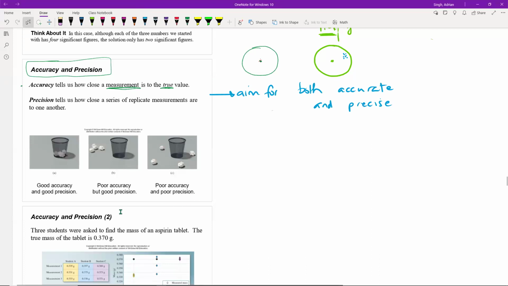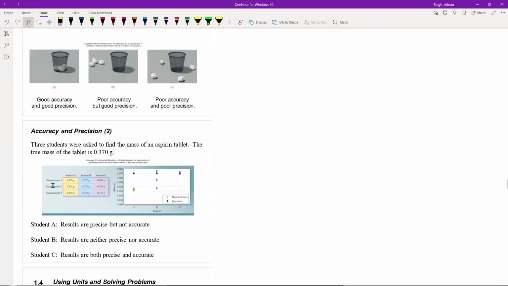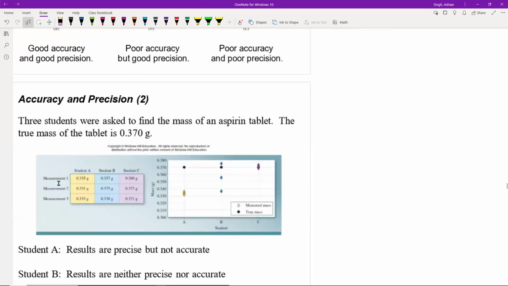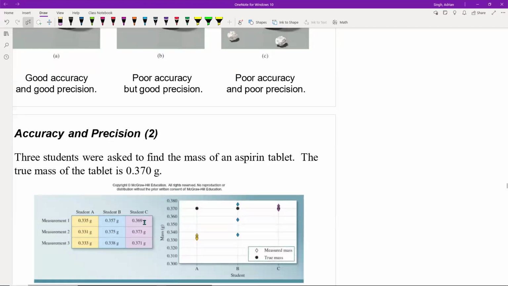So let's take a look at a specific example down here. Say three different students are asked to find the mass of an aspirin tablet. Student A, student B, student C, and we know the true value of the mass of the aspirin tablet is 0.370 grams. Okay, so student A makes the measurement 3 times, and they get 0.335, 0.331, and 0.333 grams, right? So these values for this measurement are pretty close to each other. So just by looking at the numbers themselves, we can say that this would be a series of precise measurements because they're fairly close to each other.